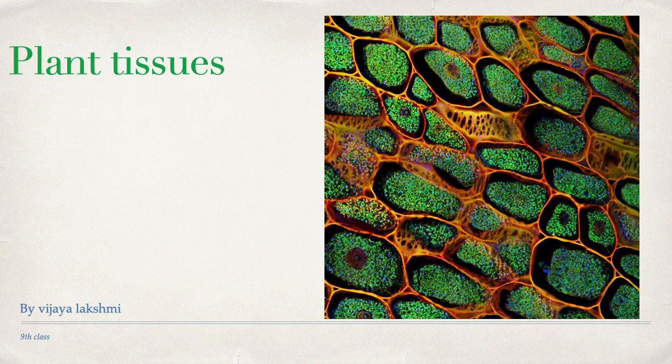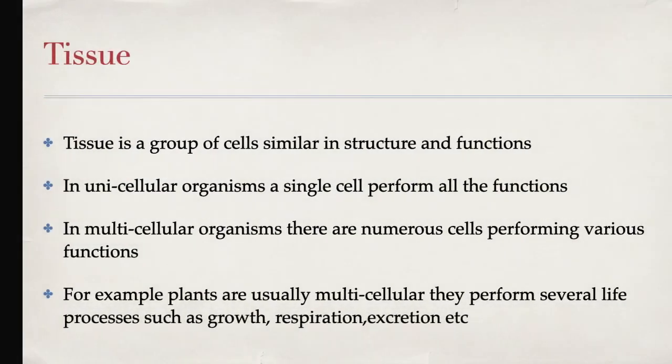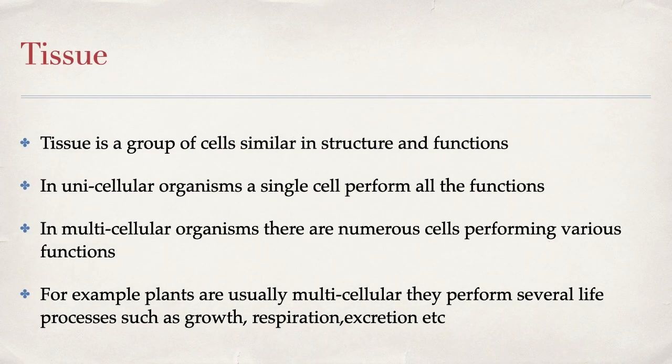Today, let us discuss plant tissues. Tissue is a group of cells similar in structure and function. Unicellular organisms, which are made up of a single cell, perform all the functions. In multicellular organisms, there are numerous cells performing various functions. Plants, as multicellular organisms, perform several life processes such as growth, respiration, excretion, etc.